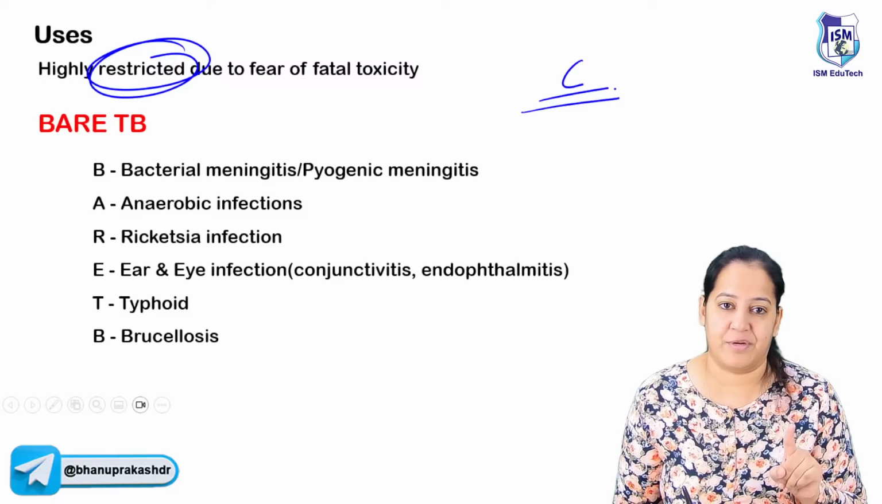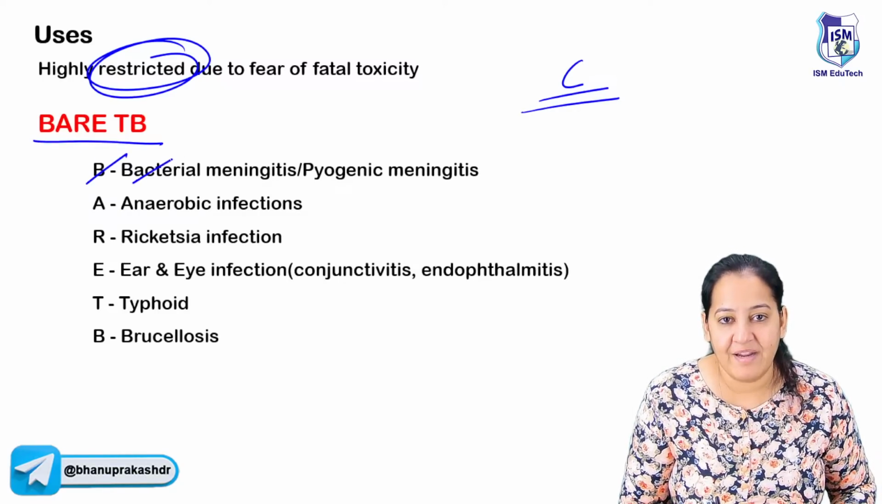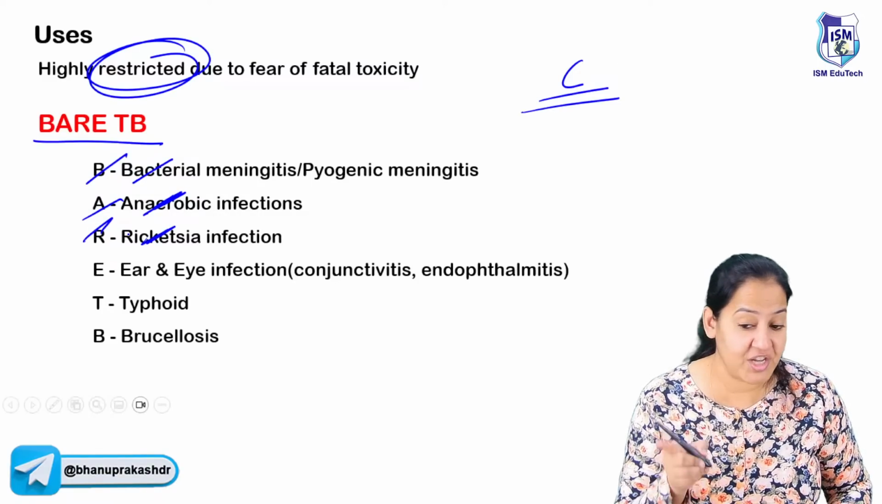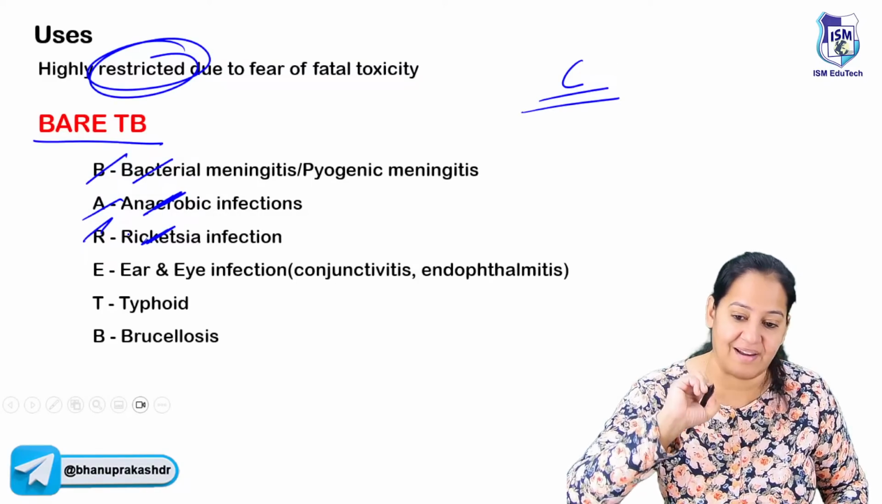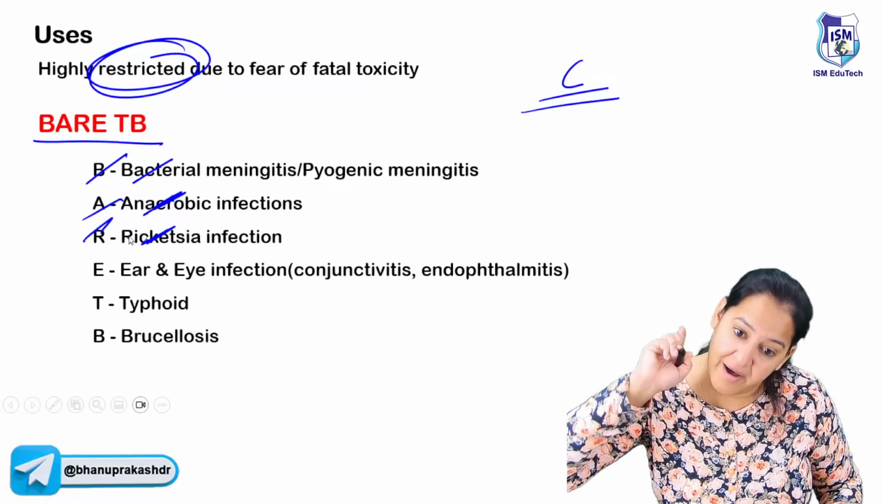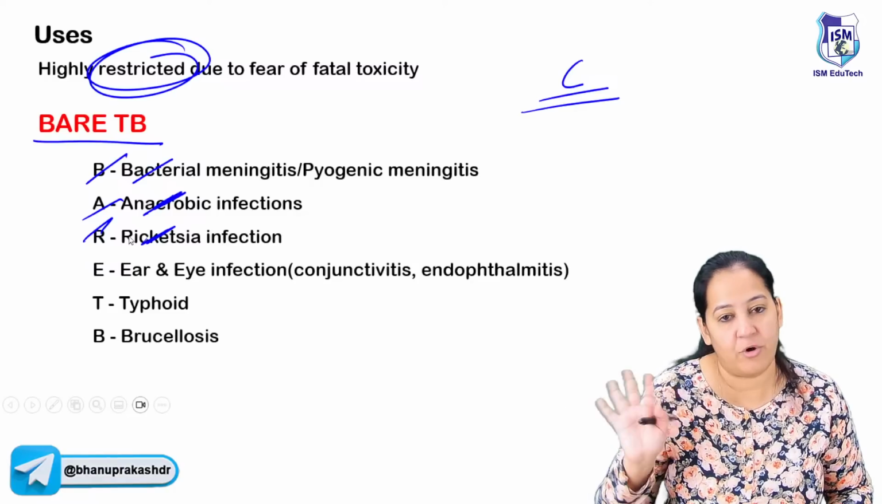The uses are restricted. So the mnemonic is Bayer TB. B stands for bacterial meningitis. A for anaerobic infection. R for rickettsia. Rickettsia, the drug of choice is tetracycline. I told you, in tetracycline, bedroom ka BR, R is rickettsia. If it is not treated with tetracycline, then we try chloramphenicol. It is not the drug of choice.